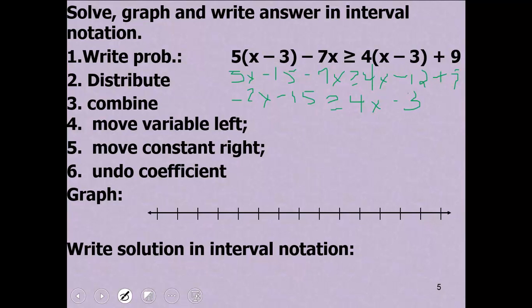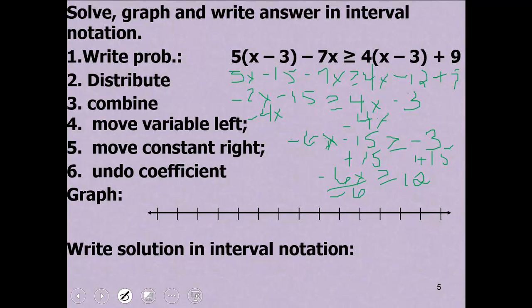I'm going to move my variable to the left by subtracting 4x from both sides. That's negative 2x minus 4x, and I get negative 6x minus 15 is greater than or equal to negative 3. I have to add 15 to both sides. So I get negative 6x is greater than or equal to a positive 12. Divide by negative 6. Flip the direction of my inequality sign. x is less than or equal to negative 2.